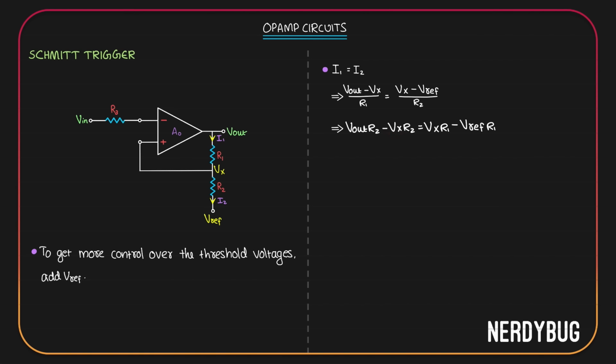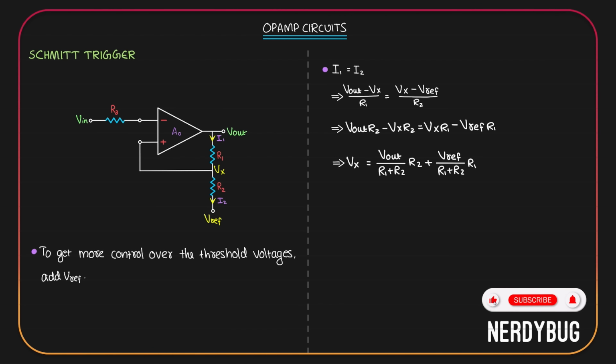From here, let's write an expression for Vx. Vx will come out to be Vout divided by (R1 plus R2) multiplied by R2, plus Vref divided by (R1 plus R2) multiplied by R1. Vx is the actual reference voltage we give at the positive terminal. Earlier, it was just Vout by (R1 plus R2) multiplied by R2. But this time, we have an extra term that depends on the reference voltage we give.